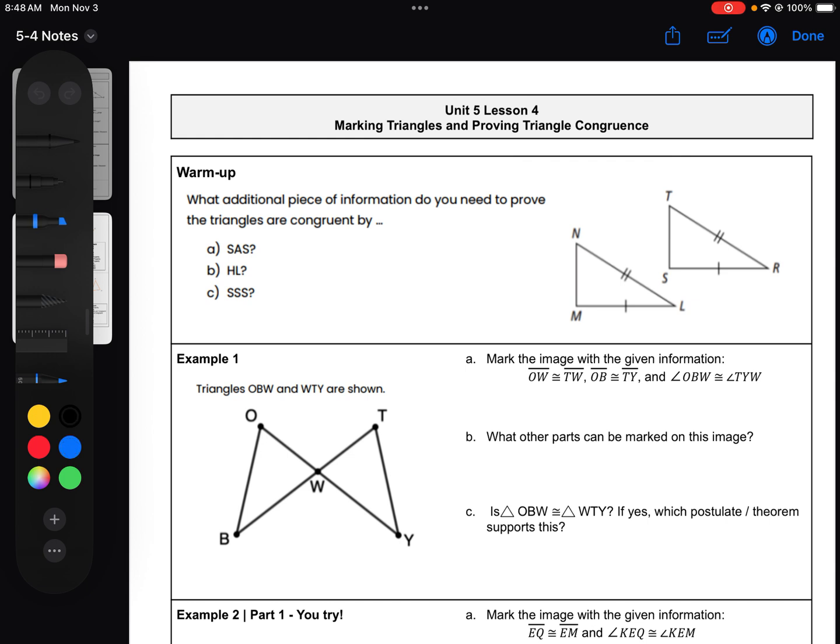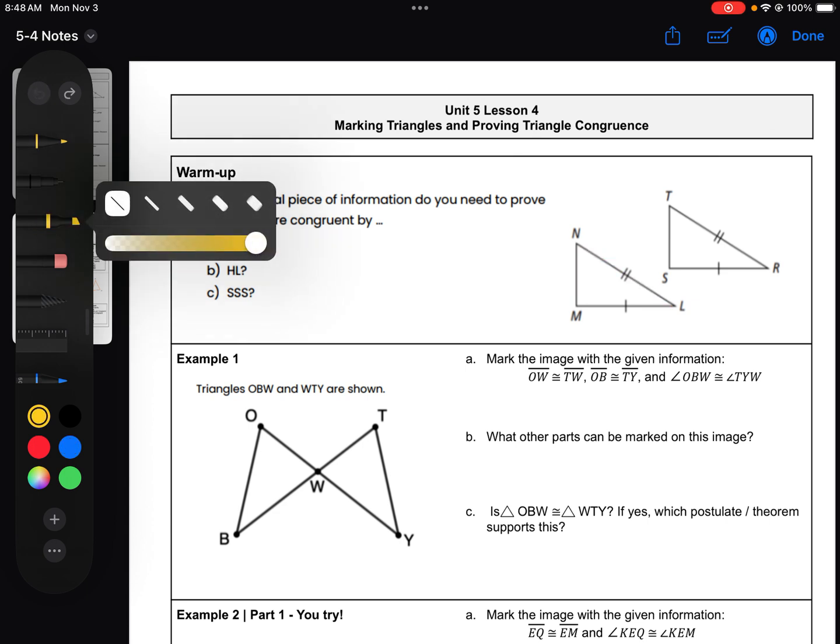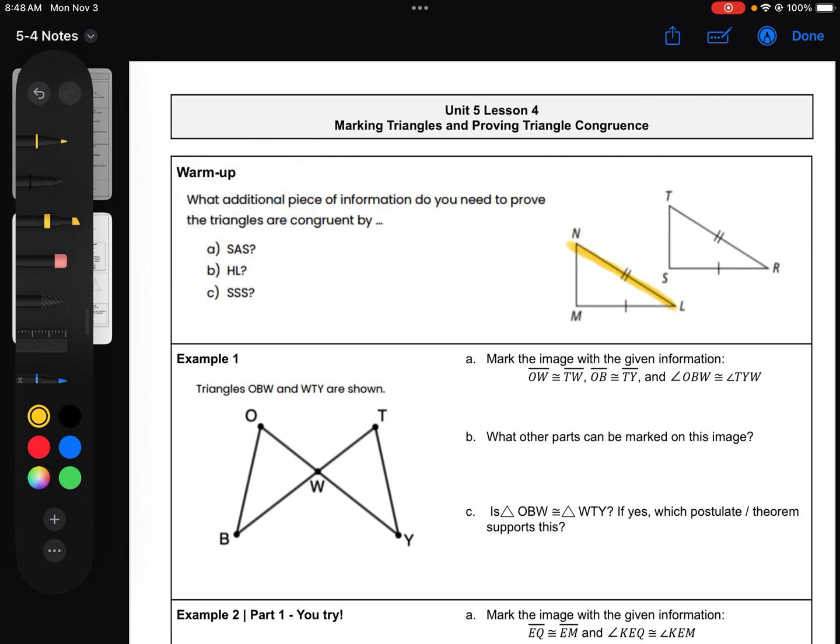So for part A, for side, angle, side, right here, we're gonna look at the triangles, and I'm gonna mark the congruent pieces we already have. So I have NL here. Let me go ahead and do a bigger mark. So I have NL is congruent to TR, and we know that because of the tick marks. We also have here that ML is congruent to SR because of the tick mark.